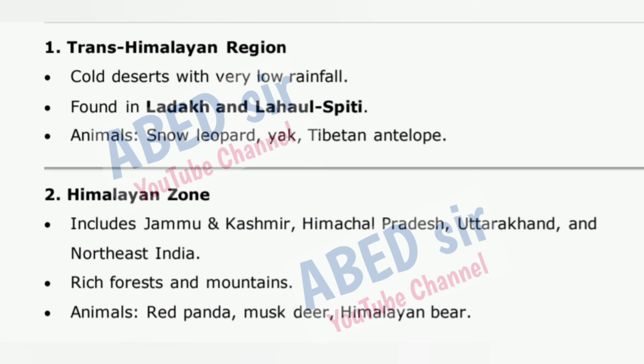1. Trans-Himalayan region. Cold deserts with very low rainfall. Found in Ladakh and Lahaul Spiti. Animals, snow leopard, yak, Tibetan antelope. 2. Himalayan zone. Includes Jammu and Kashmir, Himachal Pradesh, Uttarakhand, and northeast India. Rich forests and mountains. Animals, red panda, musk deer, Himalayan bear.